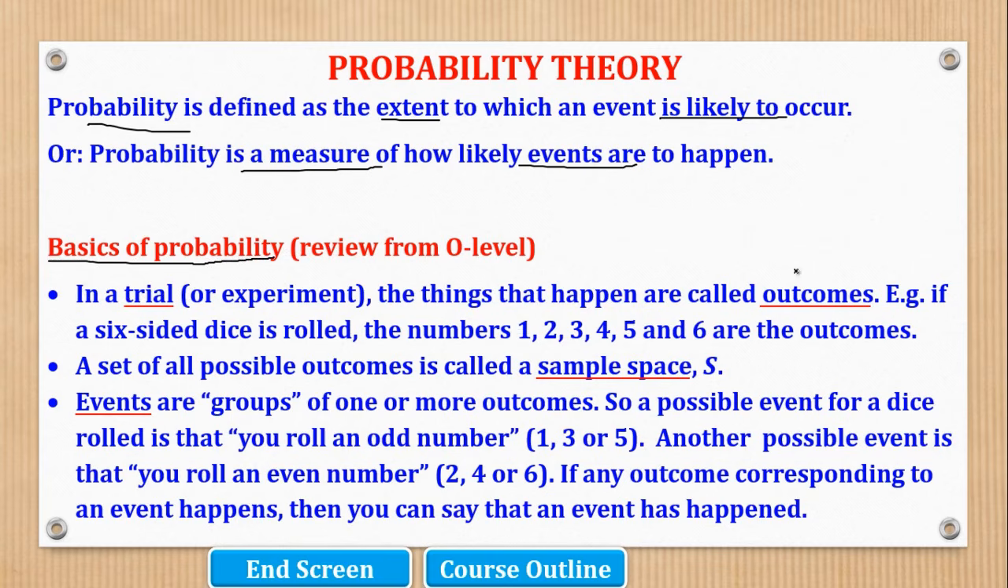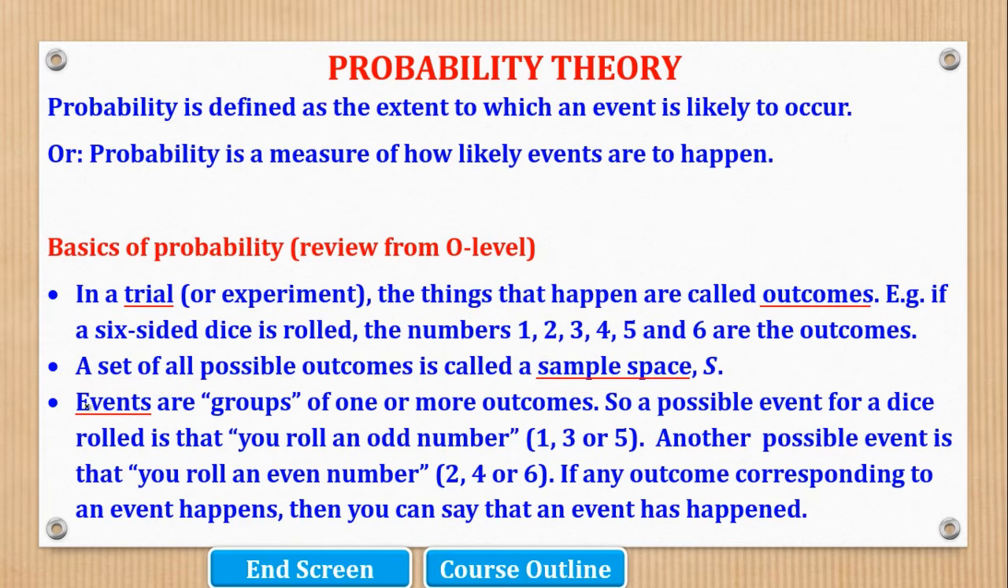One is the term outcome: in a trial or experiment, the things that happen are what we call outcomes. You covered this term in your O-level. For example, if a 6-sided dice is rolled, the numbers 1, 2, 3, 4, 5, and 6 are what we call the outcomes. Then another term you learned from O-level is the sample space. A set of all possible outcomes is what we call the sample space.